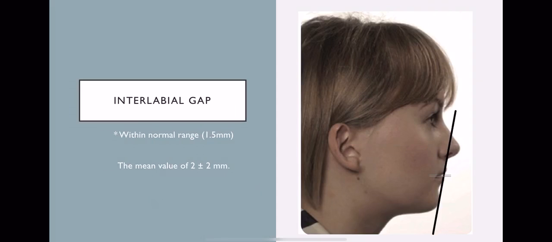The interlabial gap, the distance between the upper and lower lip, here it is 1.5 mm. The mean value is 2 plus or minus 2.